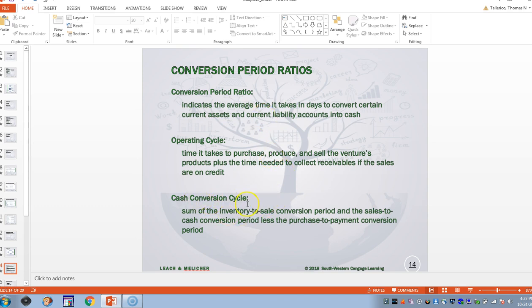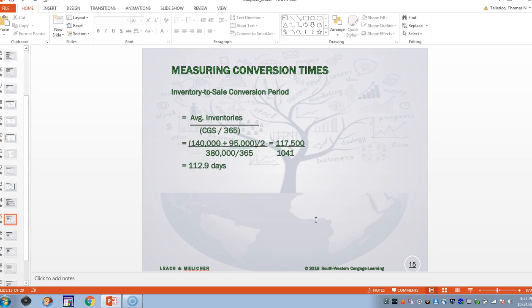And lastly, we have the cash conversion cycle. This is the sum of the inventory to sales conversion period and the sales to cash conversion period, less the purchase to payment conversion period. A plus B minus C. And we're going to go over that right now. We're going to go over the 3 ratios.